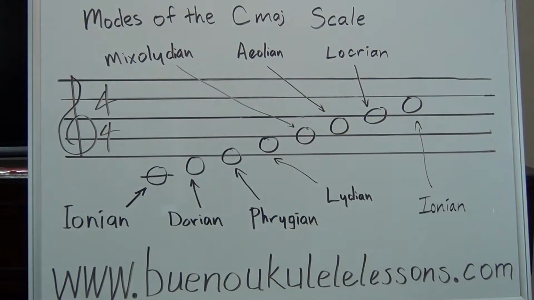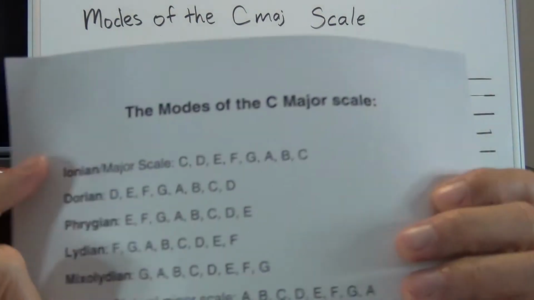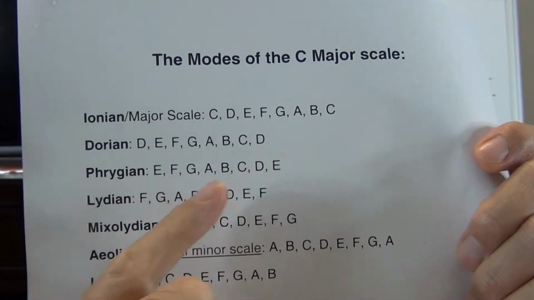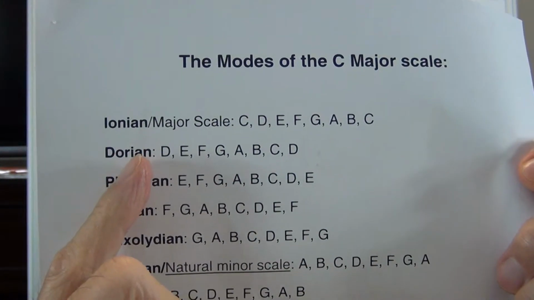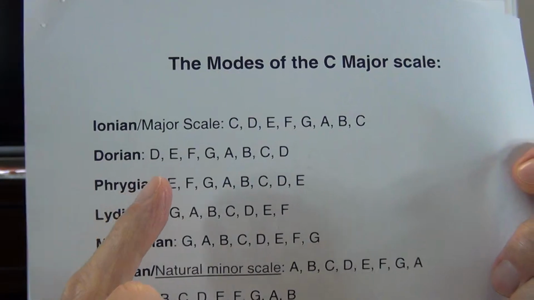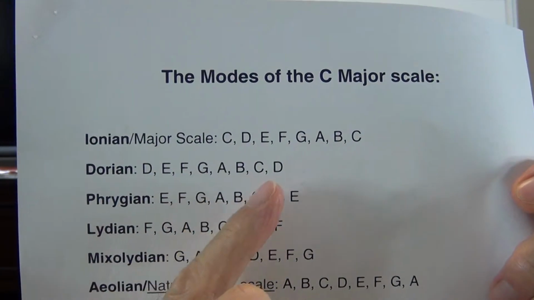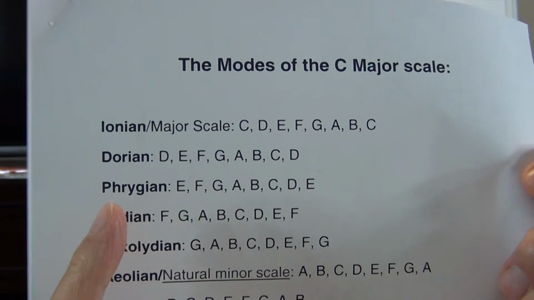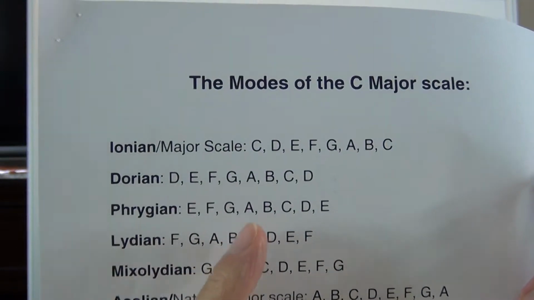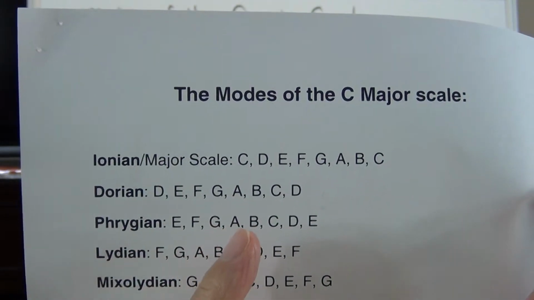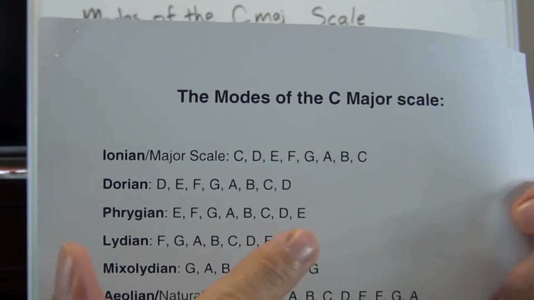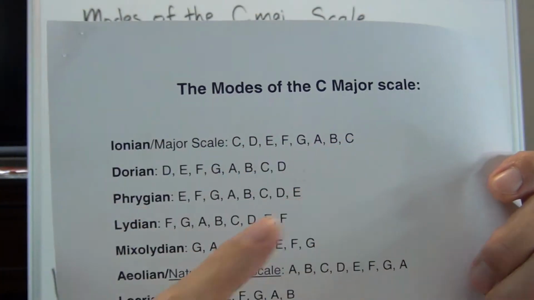Okay. Now if you look on your paper, follow along, you can see the notes of the scale. For instance, the Dorian mode is basically D to D: D, E, F, G, A, B, C, D. Next would be a Phrygian, and that would be from E to E: E, F, G, A, B, C, D, E. And those are the scales within the scale.